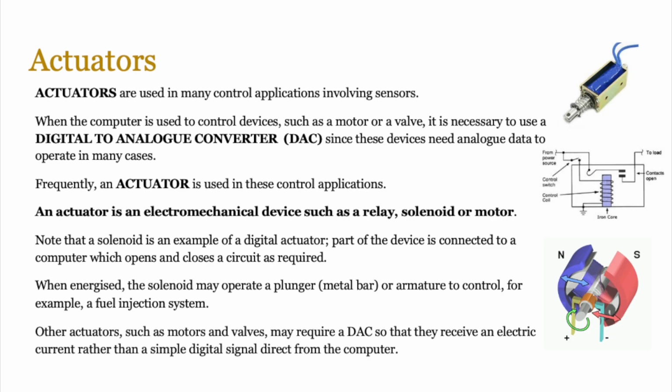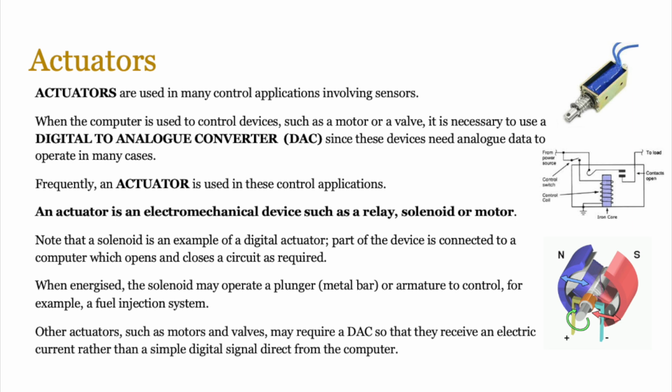Okay, let's get straight into actuators. Actuators are used in many control applications, especially those that involve sensors. When the computer is used to control devices, there's normally a motor or a valve, and it is necessary to use a digital to analog converter since these devices need to convert digital data to analog data, which influences the real world. Now, these are the opposite of input devices, which need to take analog data and convert it into digital data. Here we go the other way around.